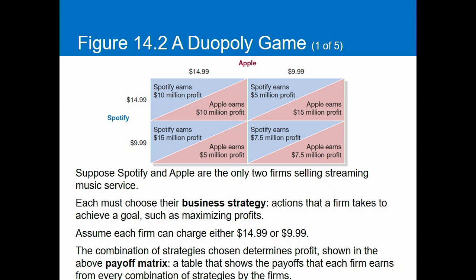So if you imagine you're Apple, and you're trying to figure out how you want to price your services, your goal is to earn the highest profit possible, given what Spotify is going to choose to do. So the actions you're going to choose are your business strategy. Now in this case, Apple and Spotify have two choices. Obviously you have like a million different pricing choices, but they're trying to decide between two prices: $9.99 and $14.99 for a month of your streaming service.